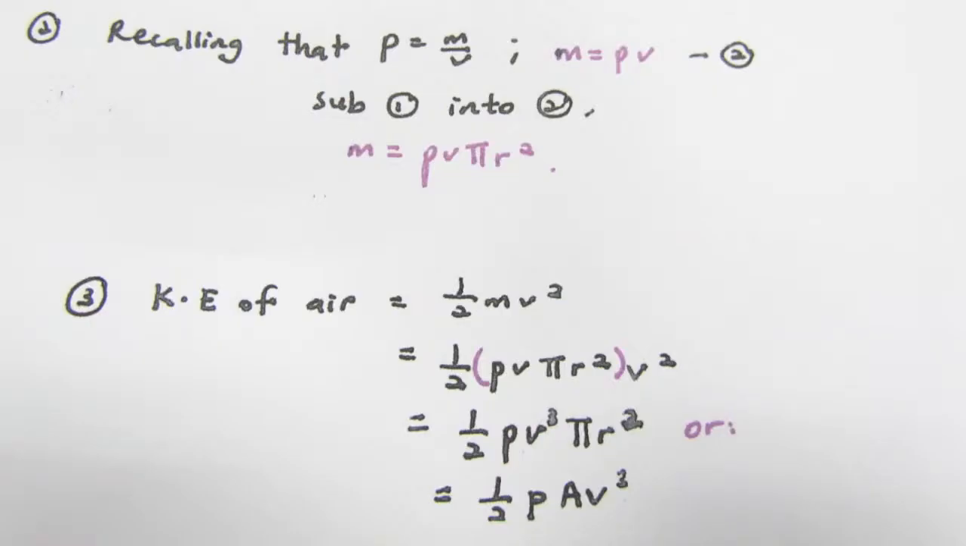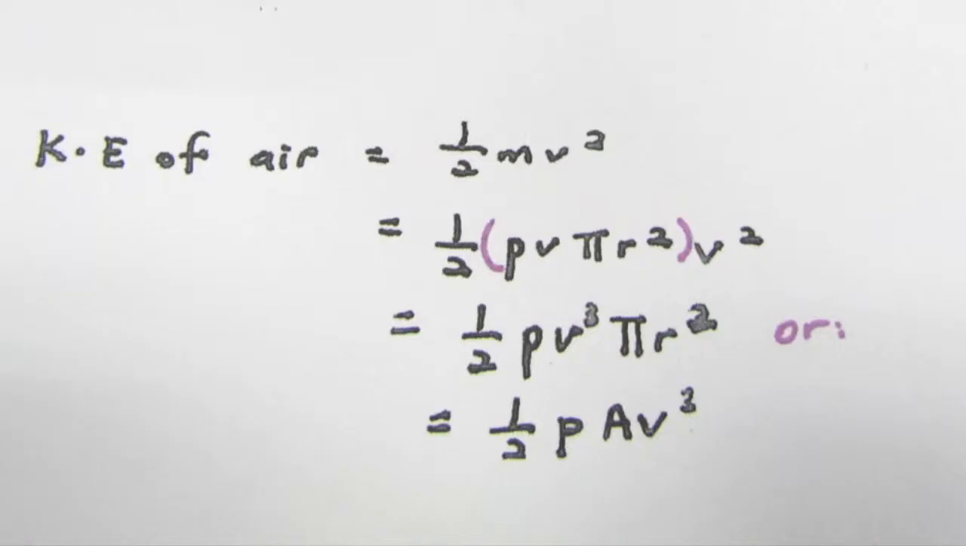Once again, we recall that density equals mass over volume, so mass equals density times volume. Therefore, if we substitute big V equals pi r squared small v into m equals rho big V, we find that m equals rho small v pi r squared.